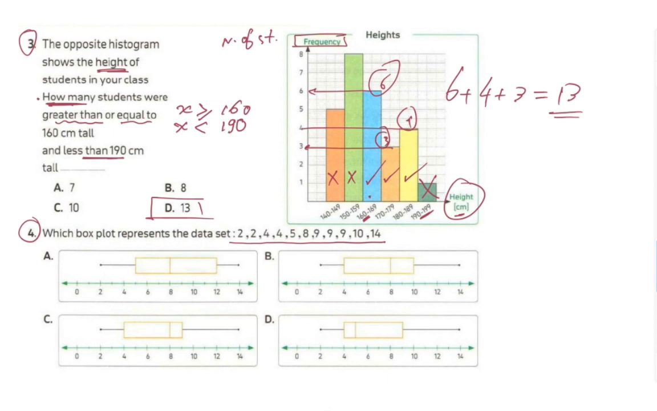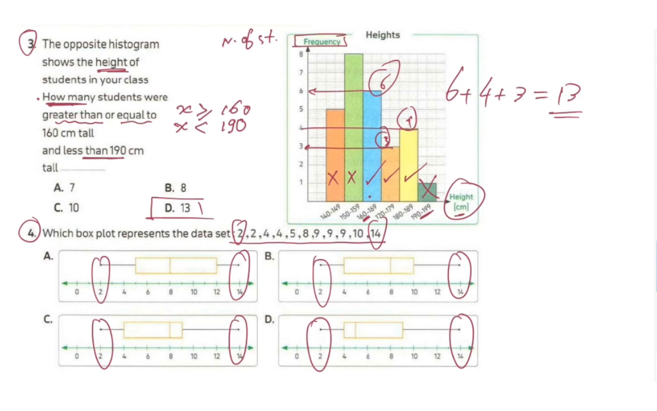I have 5 numbers: minimum, maximum, median, upper quartile, lower quartile. I need to review each number. Now, the minimum is 2, maximum is 14. Minimum 2, maximum 14. So, using the minimum or maximum is not working for us. I need another number.